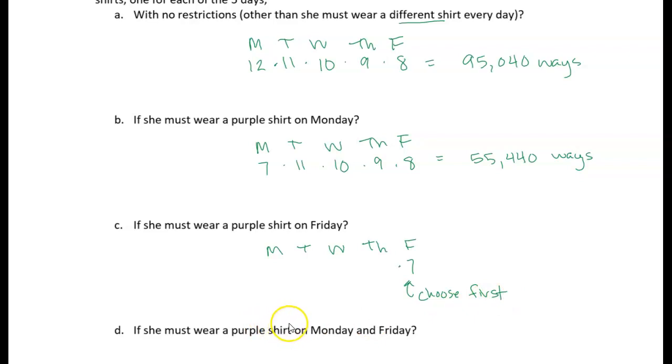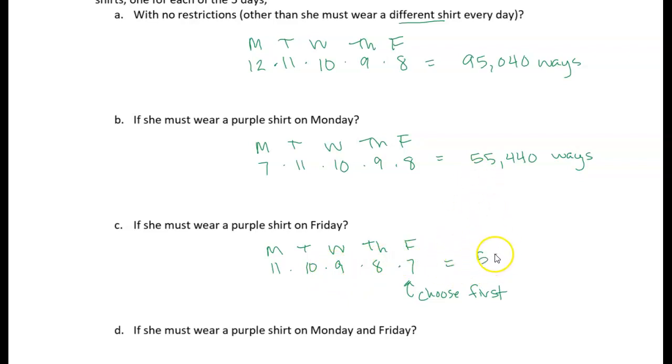Deal with the restriction first, and then move on to the other days. Okay, all right. So once she has her shirt reserved for Friday, she's chosen what she's going to wear on Friday, then she has 11 shirts left, and she can choose from 11 shirts on Monday, and then 10 on Tuesday, and 9 on Wednesday, and 8 on Thursday. Okay, so we're going to end up with the same number.